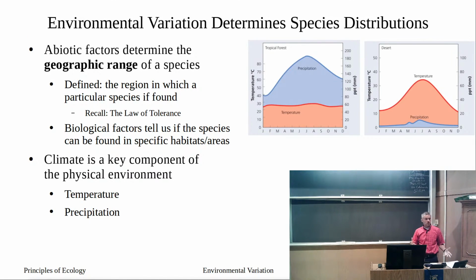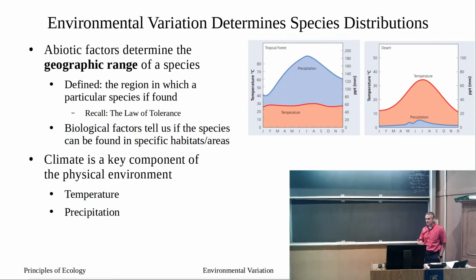This is a process called ecological filtering, and that's near the end of this presentation where we get to that. So our climate is a key component of our physical environment and is a key driver of all of these abiotic factors. The big ones are temperature and precipitation.